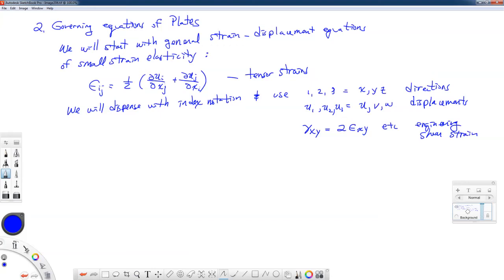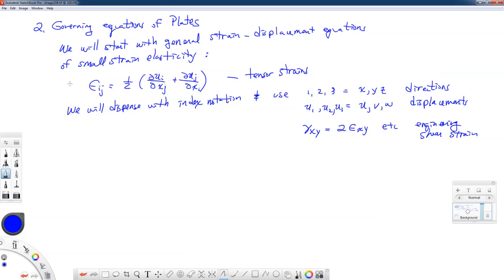So we're going to dispense with the index notation. We're going to go back and use kind of the full notation. Our displacements u1, u2, and u3, we're going to call displacements u, v, and w in the x, y, and z directions respectively. We're also going to use engineering shearing strains, which are twice our tensorial shearing strain. So, for example, gamma xy is equal to 2 epsilon xy.